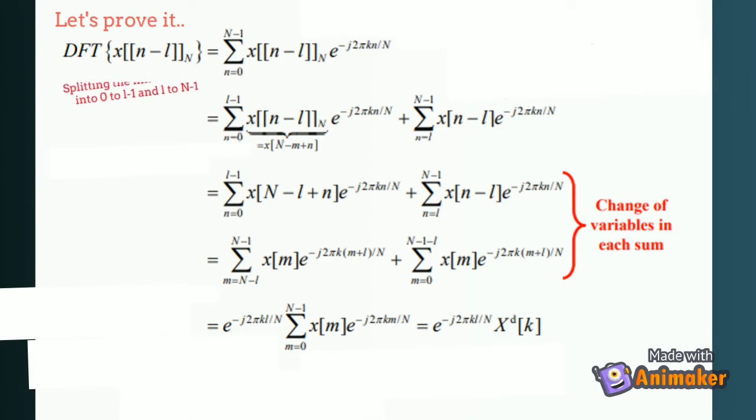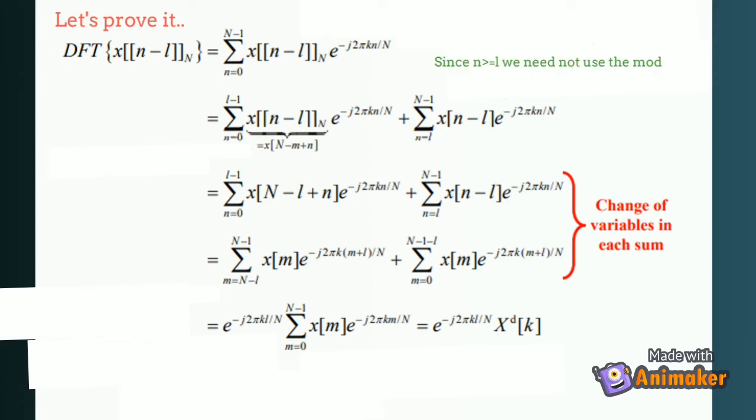Now we will split the limits from 0 to N minus 1 as 0 to L minus 1 and L to N minus 1. Then we get summation n is equal to 0 to L minus 1 x of n minus L modulo capital N multiplied by e to the power minus j 2 pi k n upon capital N plus summation n is equal to L to capital N minus 1 x of n minus L multiplied by e to the power minus j 2 pi k n upon capital N.